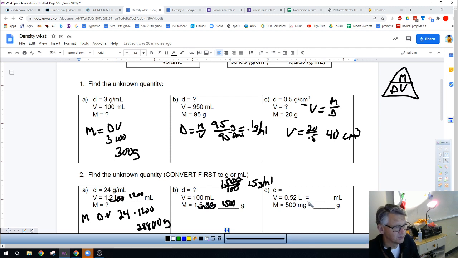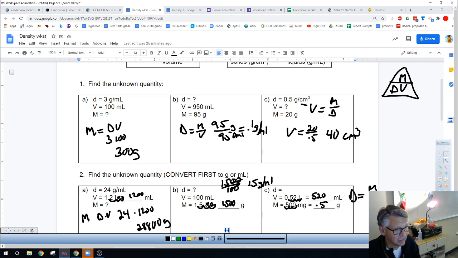Here we need to convert from liters to milliliters, 3 to the right, 1, 2, 3. So that should give us 520. And our mass is in milligrams, and then we need to convert that to grams. So we need to move that to the left 3 places, 1, 2, 3. So that will give us 0.5.